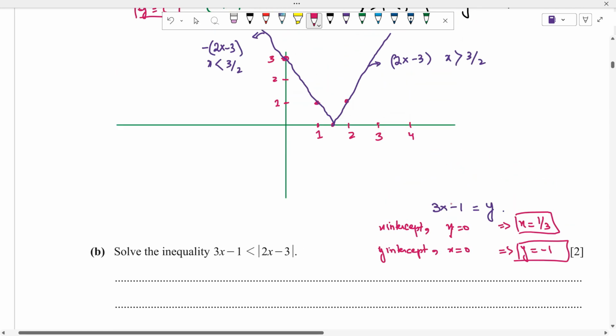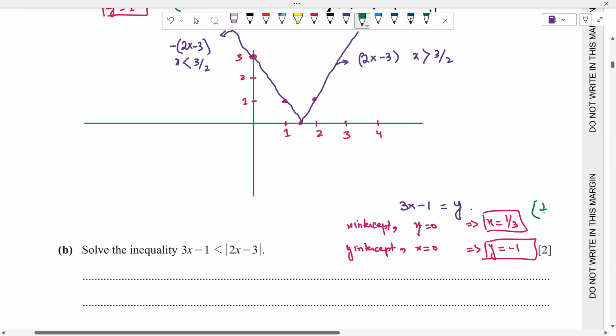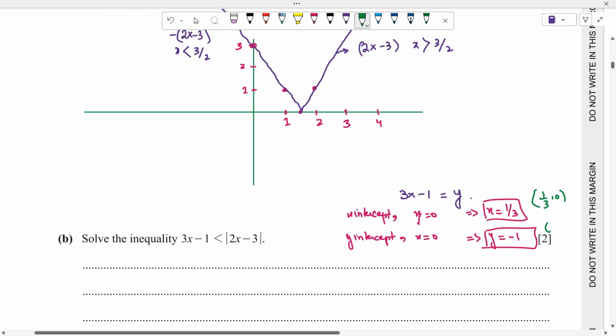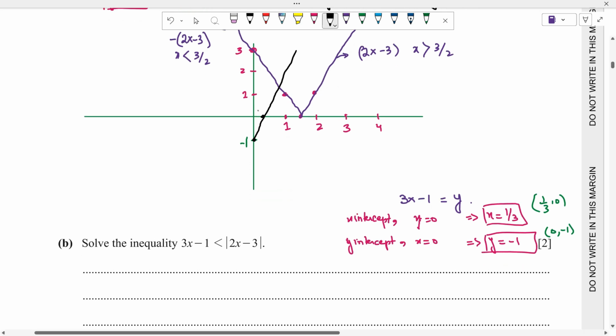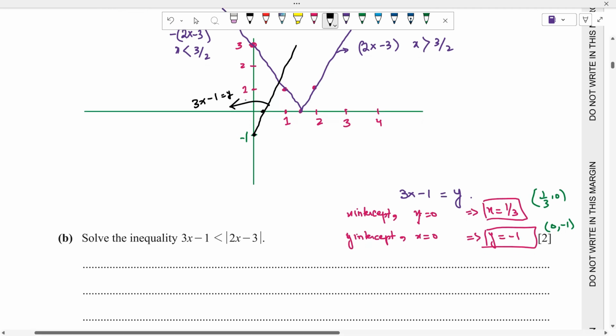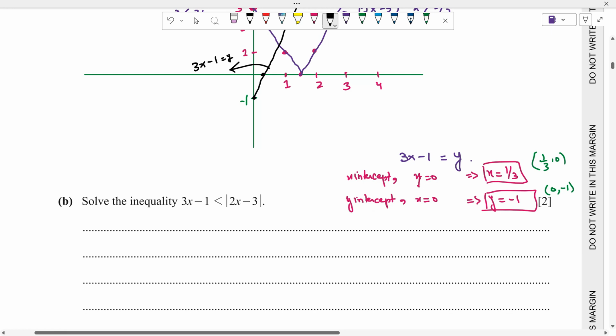Okay, let's plot it. This point is 1 over 3 comma 0, and this one is 0 comma negative 1. So 0 comma negative 1 is this one. Similarly, 1 over 3 comma 0 is this one. So when we plot it, we will have it like this. This line represents y equals 3x minus 1. So we need to solve the inequality when 3x minus 1 is less than the absolute value of 2x minus 3.